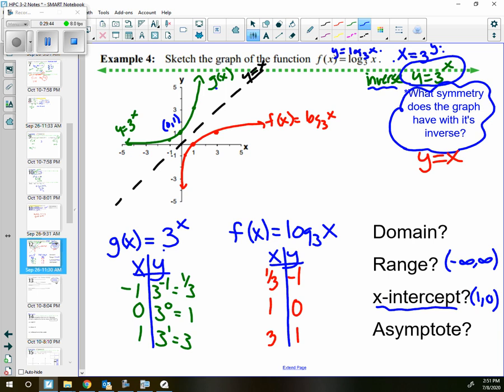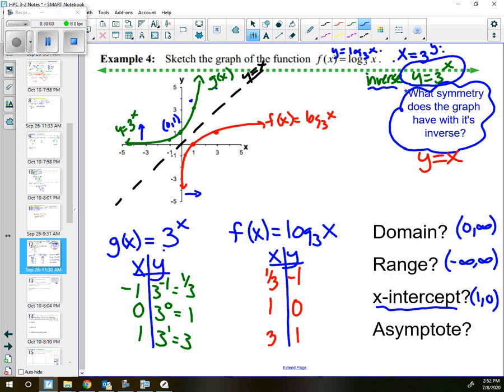Okay, do you remember what the range was for g of x, the green one? It was only the values above the x-axis, so only the positives. So guess what? Look at your red graph. It's only the positives for the x. So the domain is 0 to infinity. They switched, right? They're the exact opposite of what it was for exponentials.